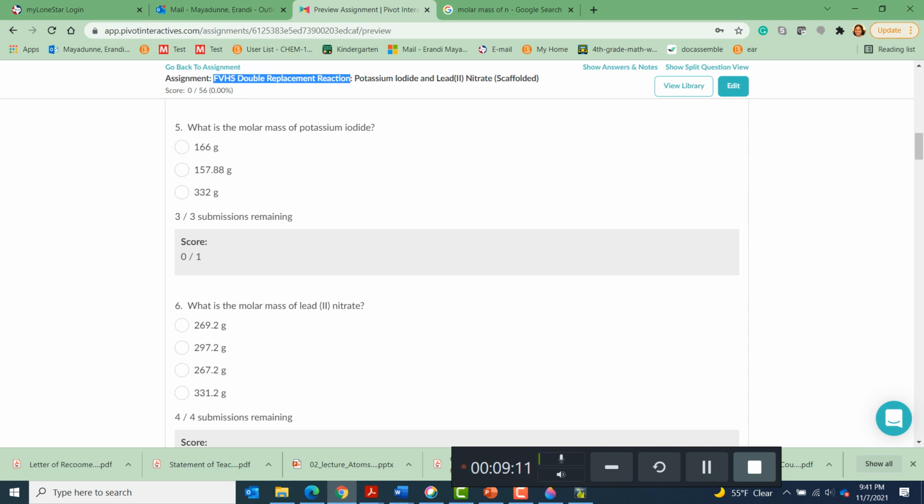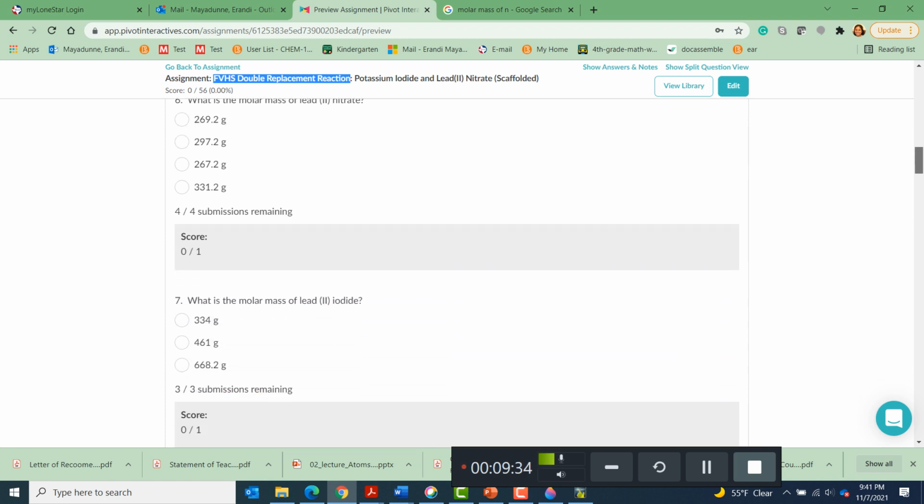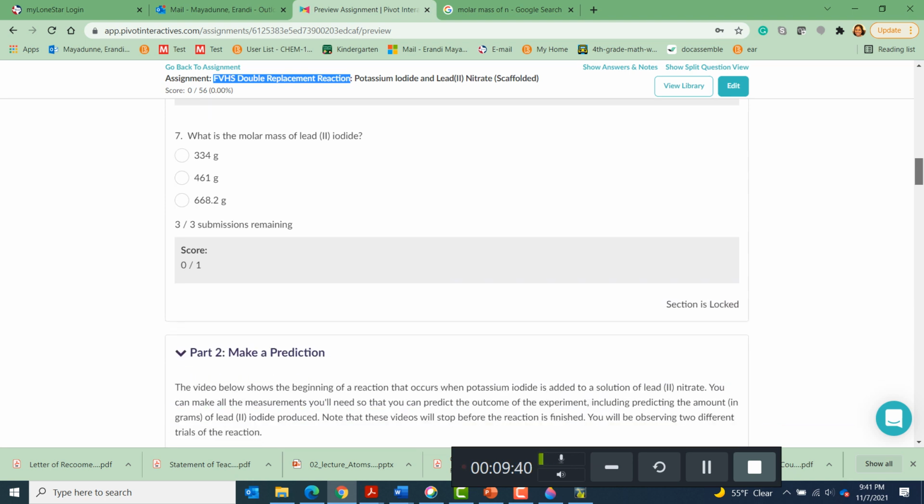Lead nitrate. I think I did PbNO3. They asked for lead nitrate. What's the mistake I did? There's some mistake. Sorry, it's 331. Sorry, I just added something different. So it's like that, so that you know how to find the molar mass of anything. This is a very complicated one I did, so you can do the rest.